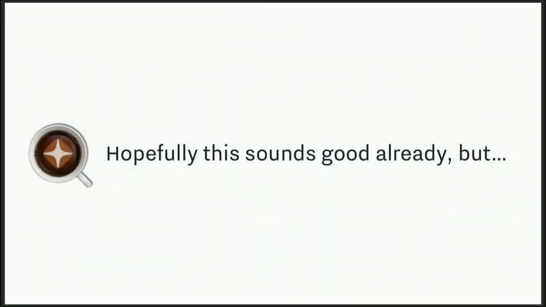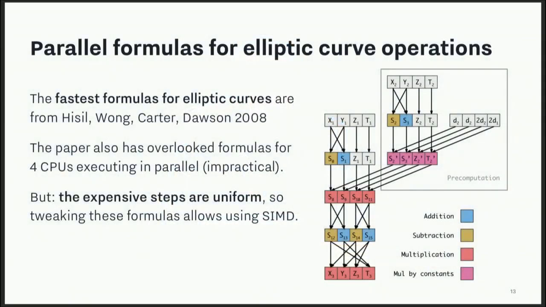But this actually allows you to do one more really cool thing, which is that because you're using an Edwards curve internally, you can actually implement the elliptic curve operations using parallel formulas. The fastest formulas for doing elliptic curve operations were published in 2008. And the paper that describes them mentions this scenario where you could have 4 processors executing in parallel. And that's pretty impractical to implement. So as far as I know, nobody did.